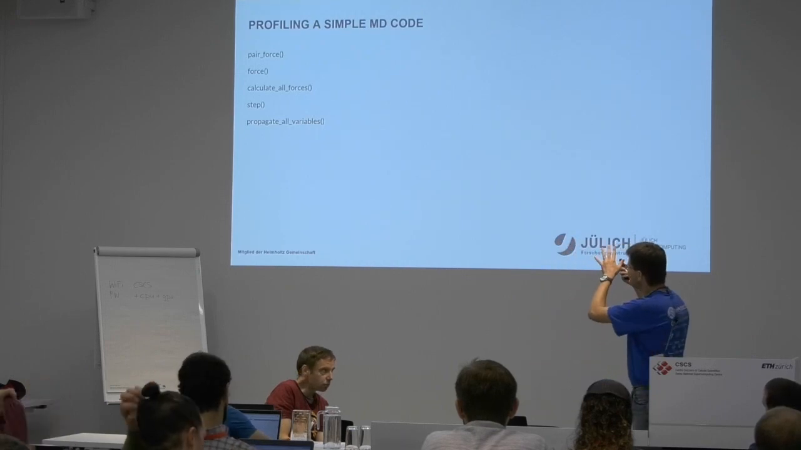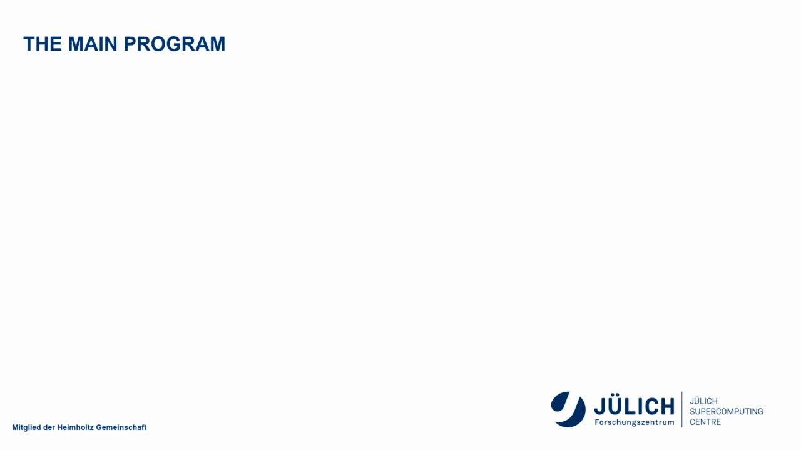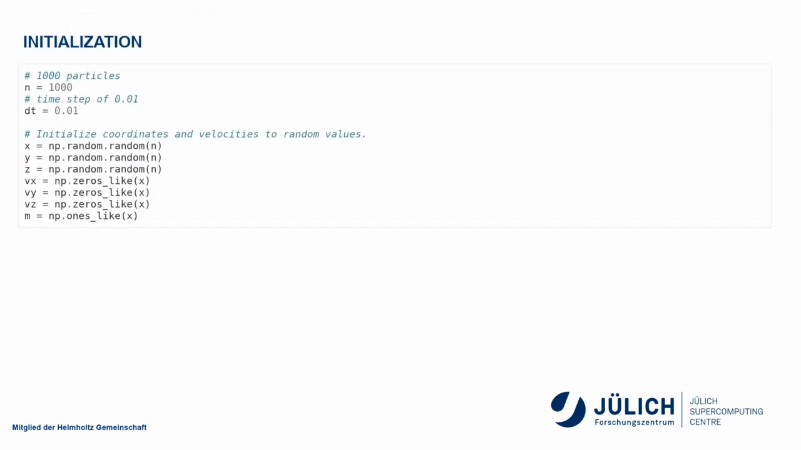For the profiling, really it only matters that I have multiple functions that are nested, and I want to find out which one takes the most time. In my main program, I initialize my particles. The x, y, and z positions I do randomly, and I initialize all velocities to 0. And the mass is 1. So yes, this is a rather simple system of 1,000 particles here. And my time step is 0.01 in some units.